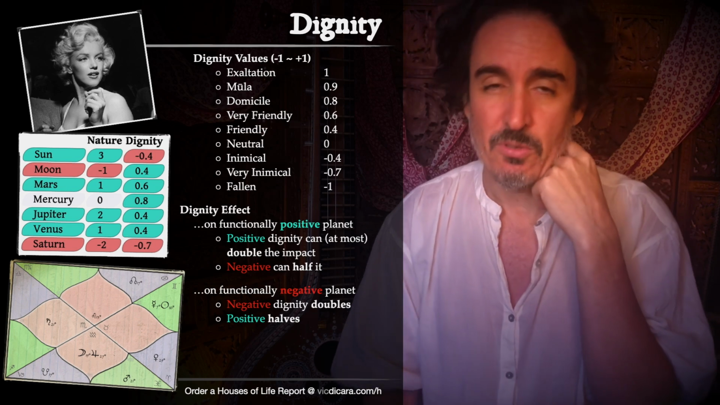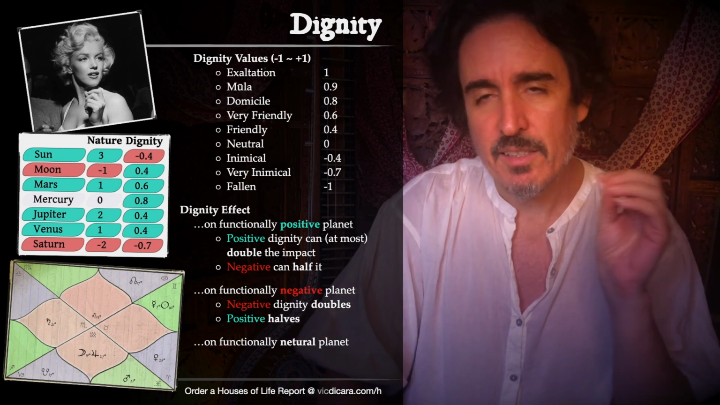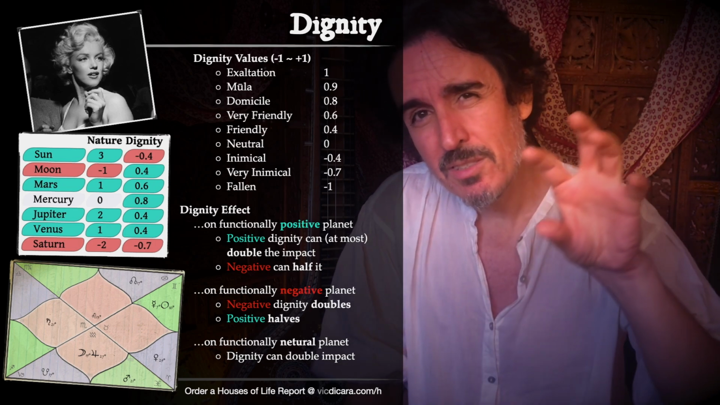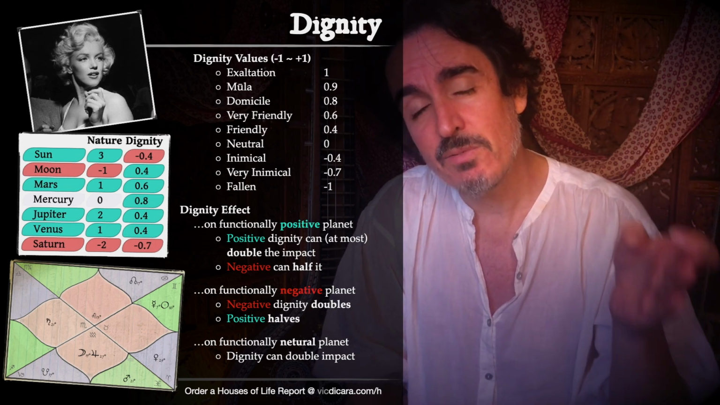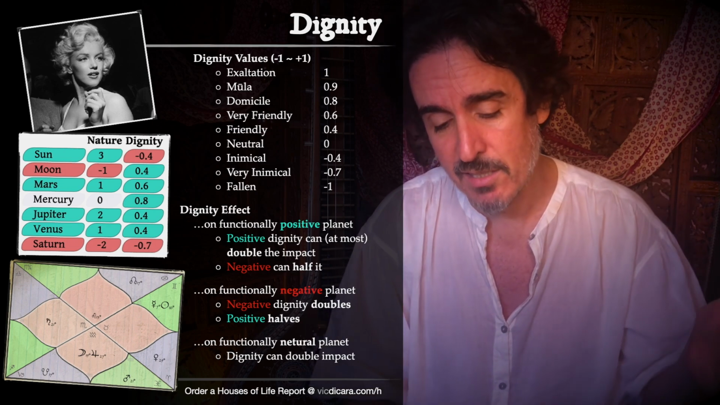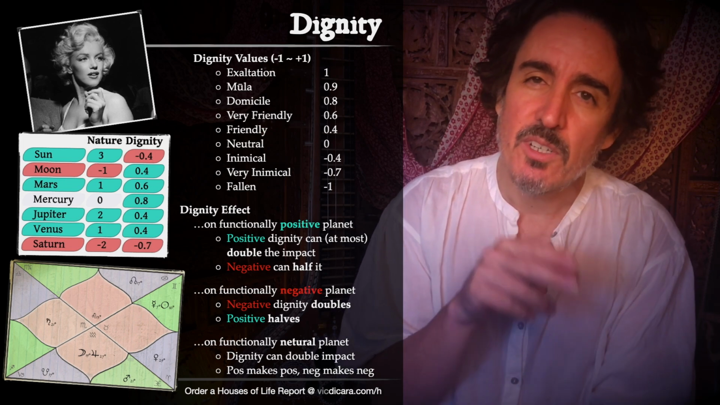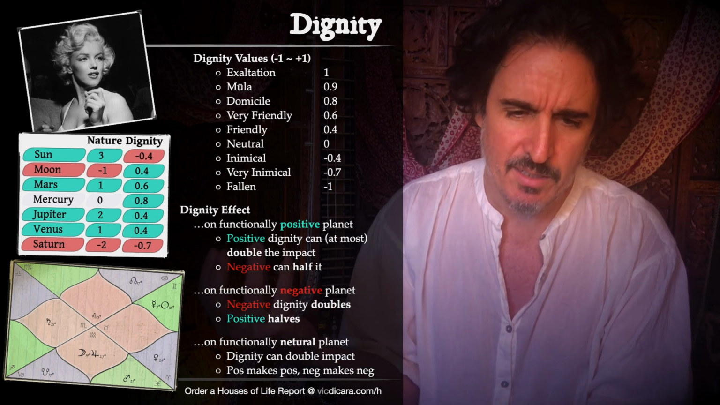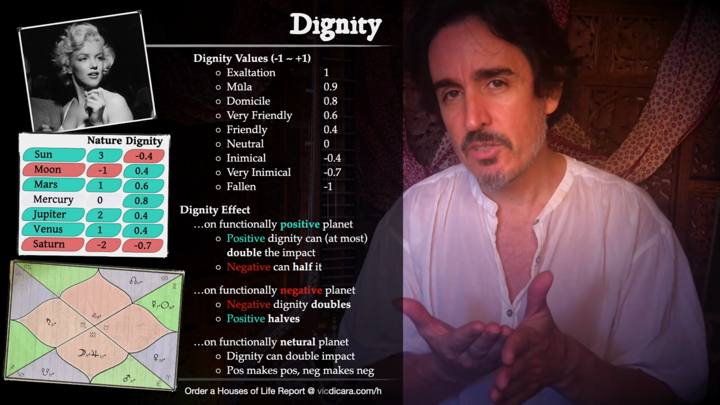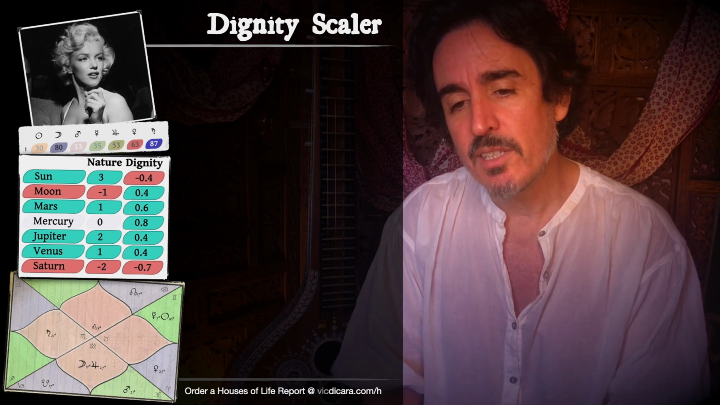Now, what about functionally neutral? Like Mercury in her case. If you're functionally neutral, then the dignity can double the impact. So if it's a neutral planet, the dignity can as much as double the impact, and whether the impact is positive or negative is not decided by the functionality, which is neutral. It's decided by the positivity or negativity of the dignity. So in her case, Mercury is functionally neutral and it has a very positive dignity, 0.8, the most dignified planet in her chart. So the impact of Mercury on anything in her chart is going to be multiplied by 80% and made positive.